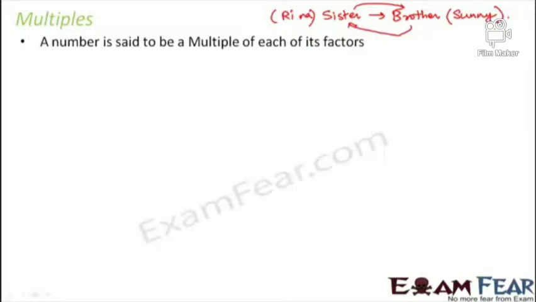So in a similar way, if you see that, say, 2 is a factor of 12, that would mean that 12 is a multiple of 2. So that is how the relation is. So let's say 2 and 12.